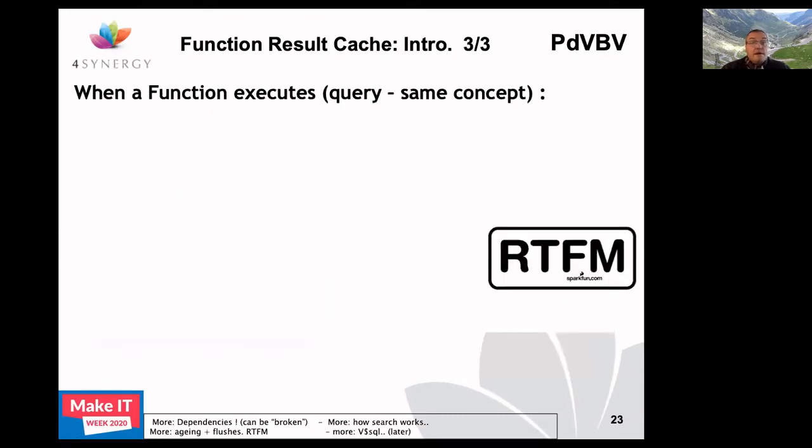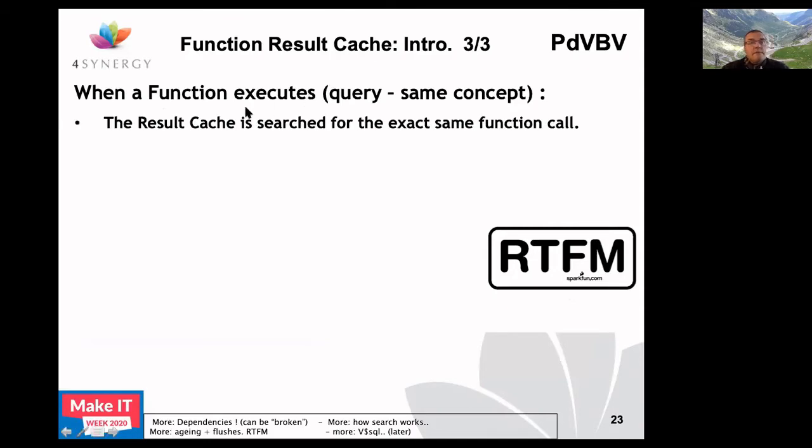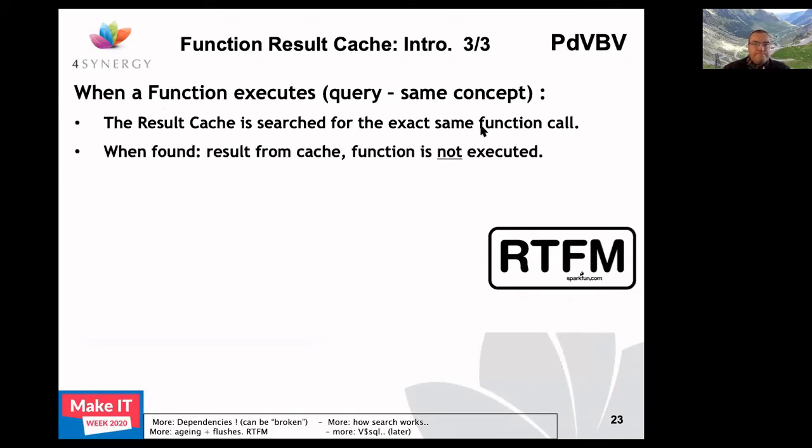There is function executes. So when a function is called, or when a query is called, Oracle takes a look at that function. It probably does a hash over the function plus the arguments, and then searches the result cache. Was that same function call done before? Same function, same arguments.